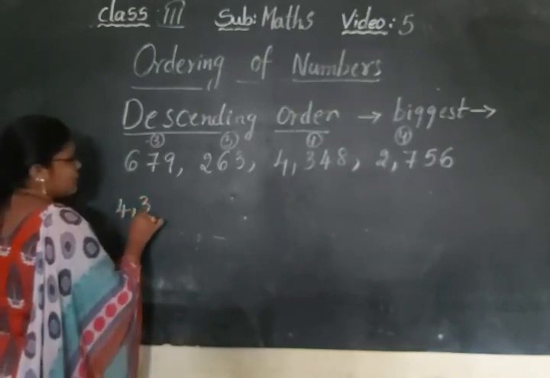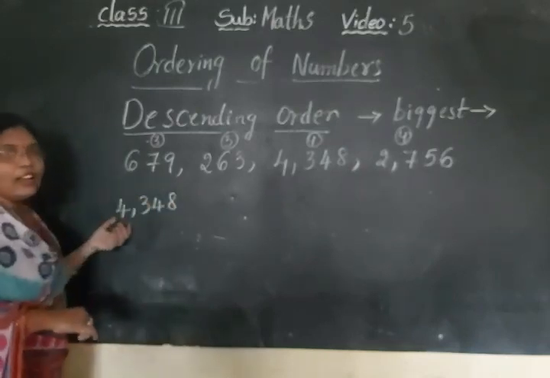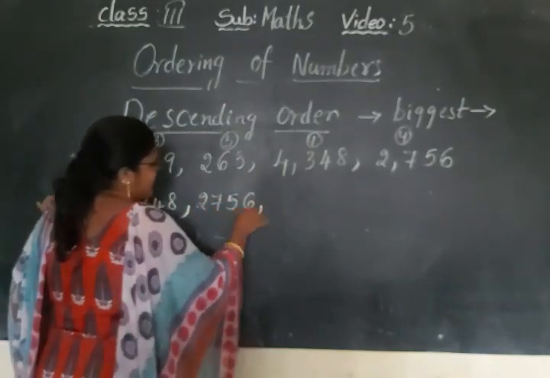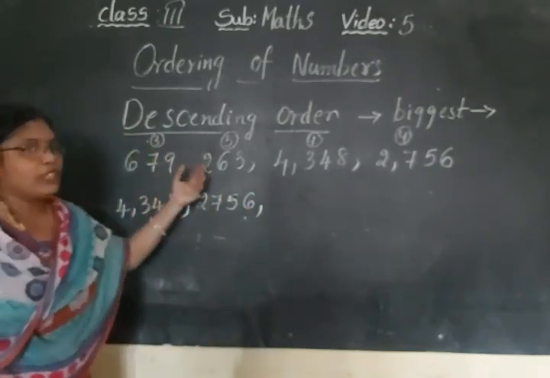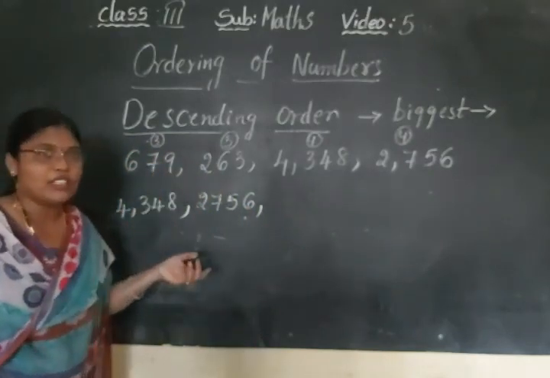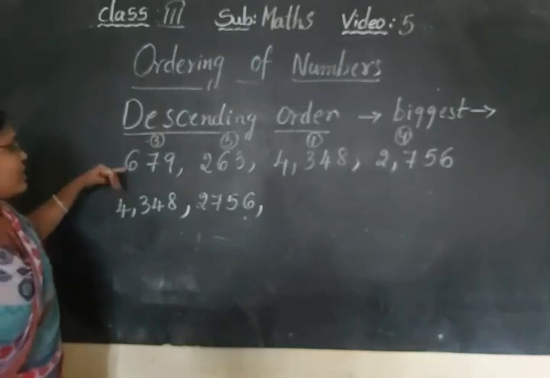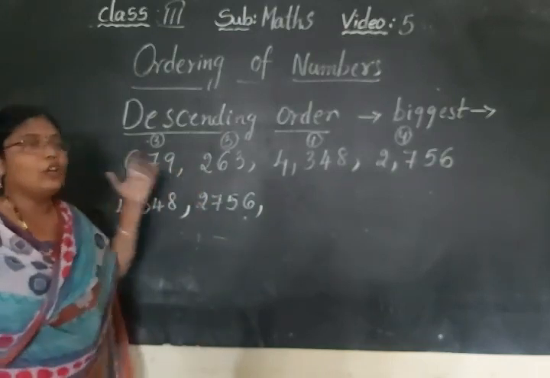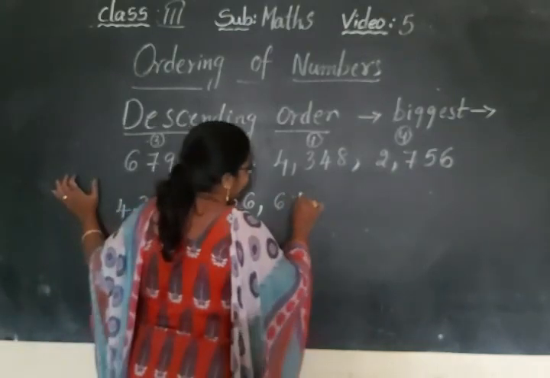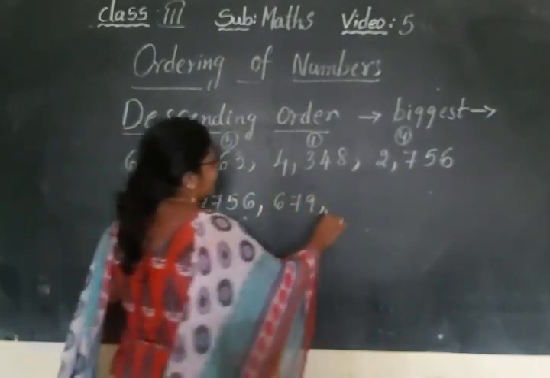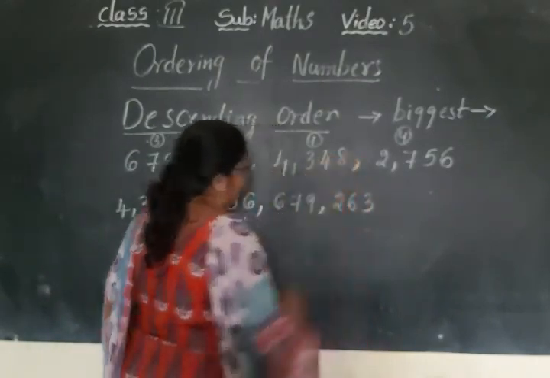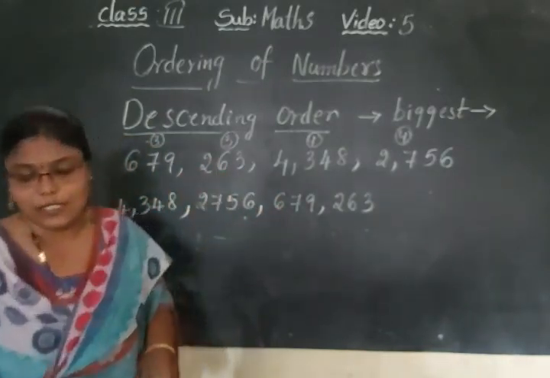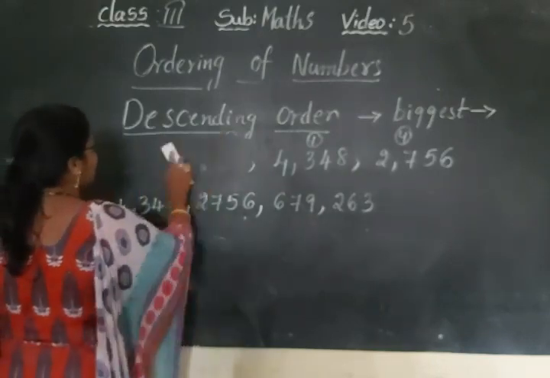So write 4348 first and next 2756. Now 3 digits. Again both the numbers have 3 digits. Compare the first digit. We have 6 here and 2 here. Which is the bigger one, 6 or 2? Yes, it is 6. So write 679 and at last 263. So we have arranged the numbers from the biggest to the smallest. Yes. Now let's move on to 4 digit numbers.